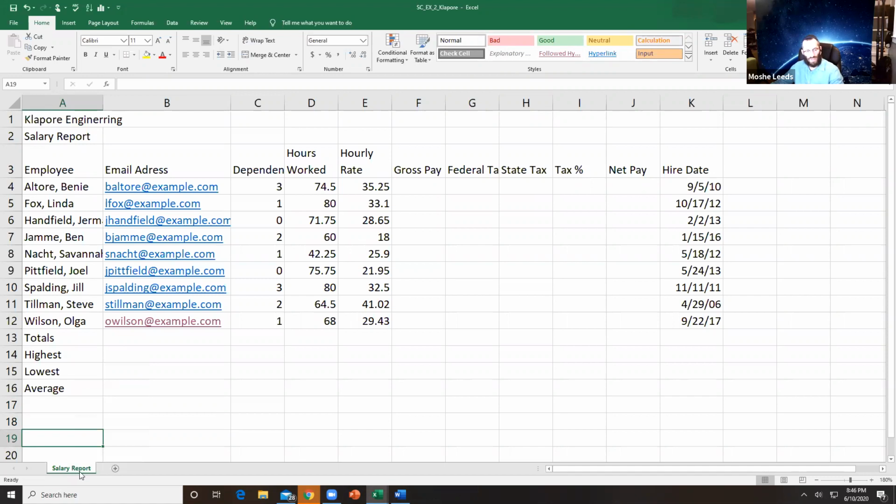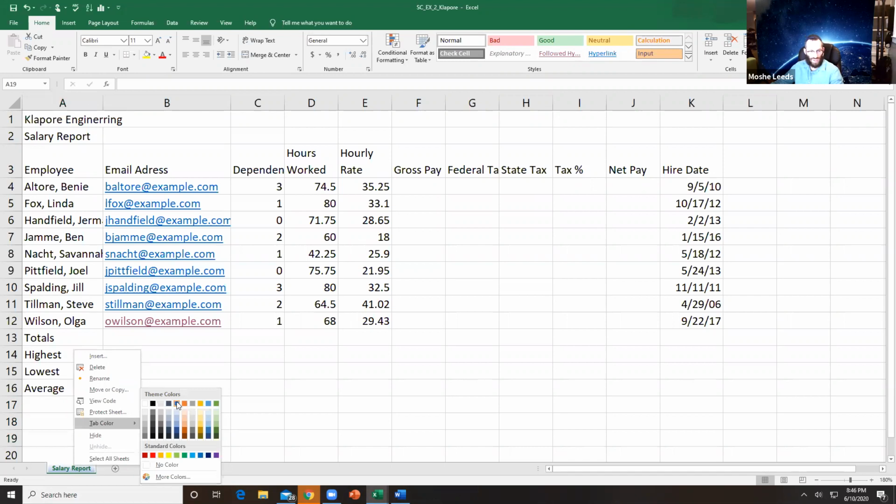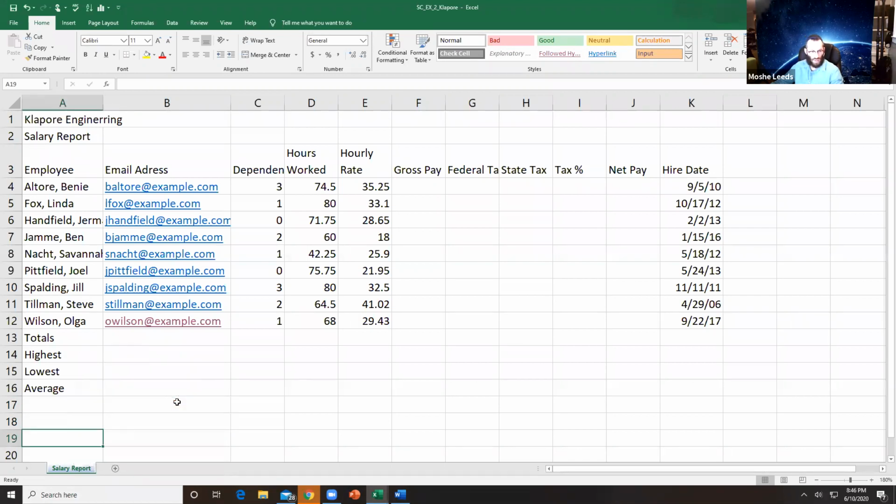Once you rename it salary report, we're going to change the color to blue. So I want it blue. Again, I right click, tab color, blue. Exactly, it is the blue accent 1. Click that, and there you go. The tab has now been colored blue.